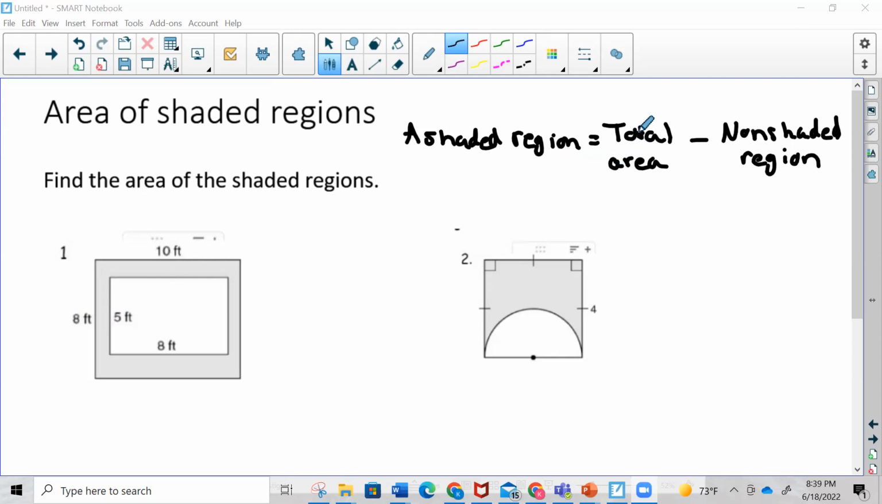The area of the shaded region is equal to the total area minus the non-shaded region. Again, a shaded region could look slightly different and then you wouldn't use this formula. But in these cases, we are going to use this formula.